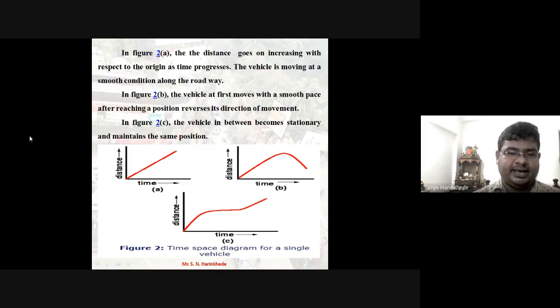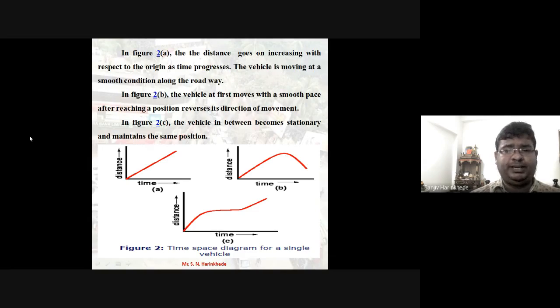There are some figures here. As we know, time is on the x coordinate and distance on the y coordinate. Time is taken as small t, and distance is taken as x. So in the first diagram, we show the time space diagram for a single vehicle. In figure 2a, the distance goes on increasing with respect to the origin as time progresses. If time increases, distance also increases linearly. In figure 2a, the vehicle is moving smoothly along the roadway.